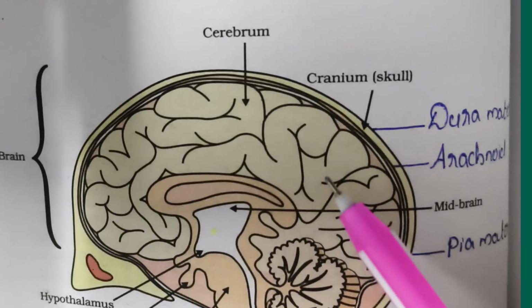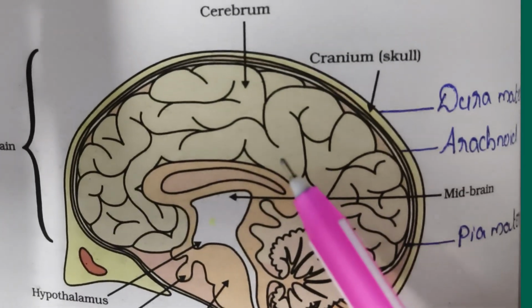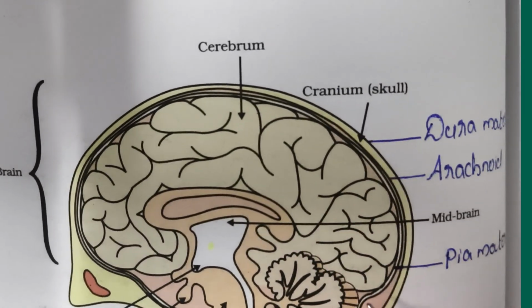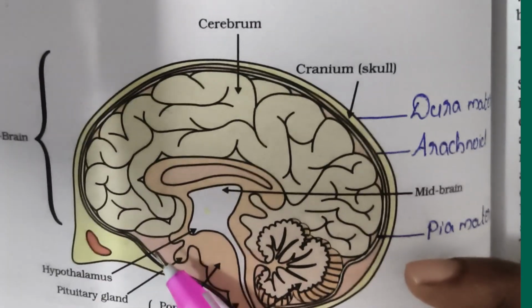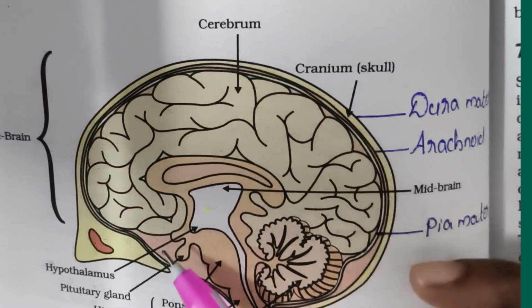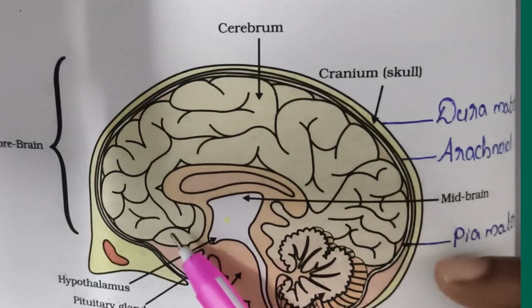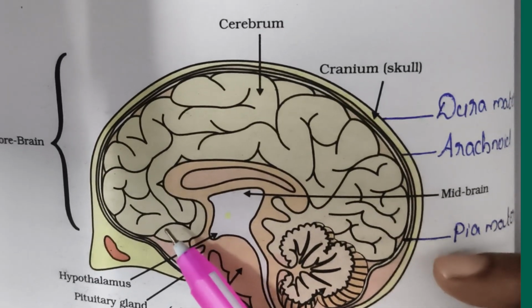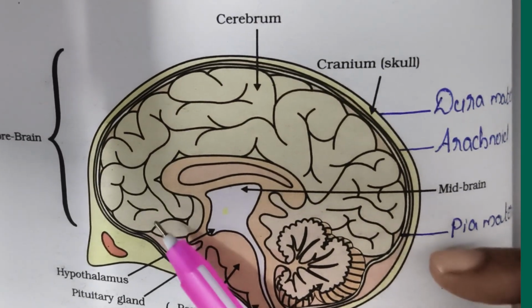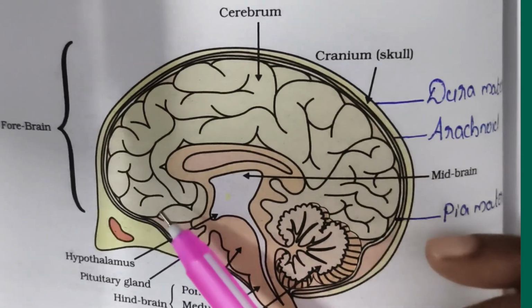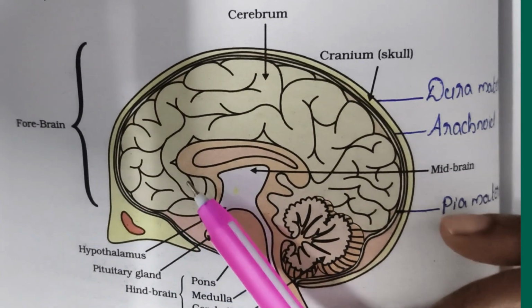Next we can understand one more part of the forebrain, the diencephalon. The diencephalon contains some endocrine glands like the pituitary, and the thalamus and hypothalamus are present in the diencephalon. What is the function of the diencephalon? It controls sleep, hunger, thirst and body temperature.